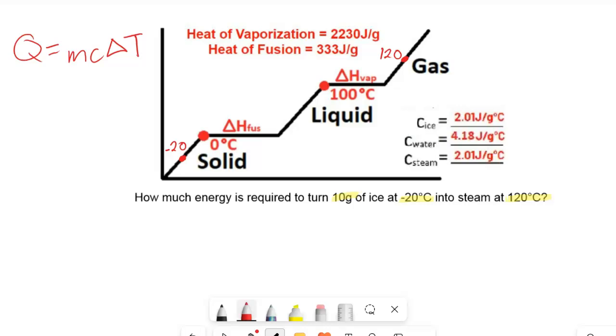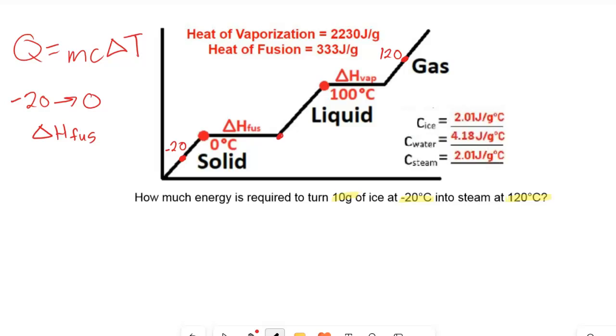And for each of the segments, we use the same formula. So Q equals mc delta T. Starting with our first segment, we're going from negative 20 to 0. For our next segment, we're going through the heat of fusion. This side 0, this side is still 0. So we're going from 0 to 100. Then we go through the heat of vaporization. And for our last segment, so here's 100, this part is still 100. So our last section, we're going from 100 to 120.